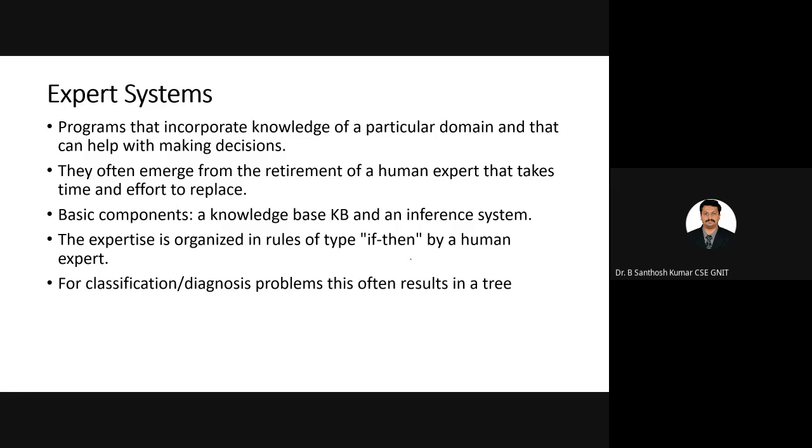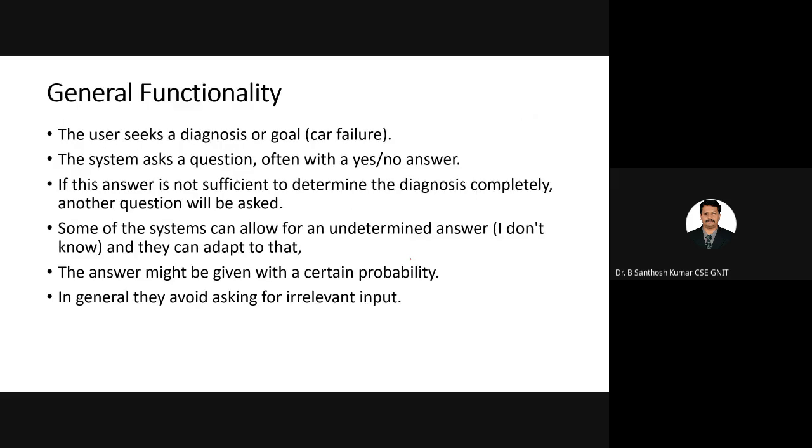Then they often emerge from the retirement of a human expert, which takes time and effort to replace. The basic components are the knowledge base (KB) and an inference system. The expertise is organized as if-then rules by a human expert. For classification or diagnosis problems, this often results in a tree. Normally we use a decision tree for taking any decisions. Then the next one is the general functionality.